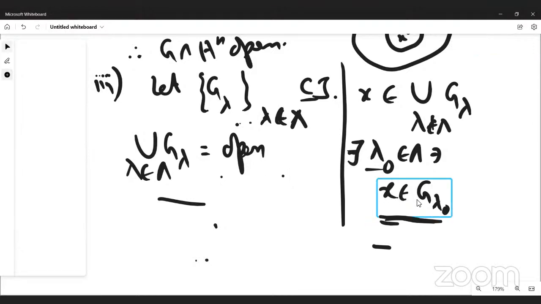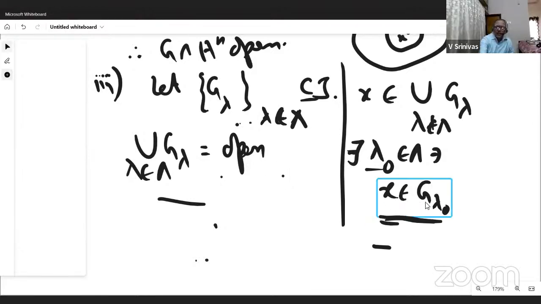Now this G lambda naught is open, so there will be an open sphere centered at X sitting inside G lambda naught. Okay.